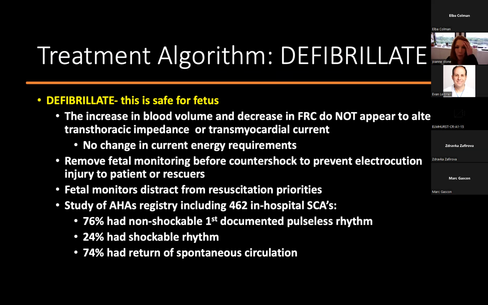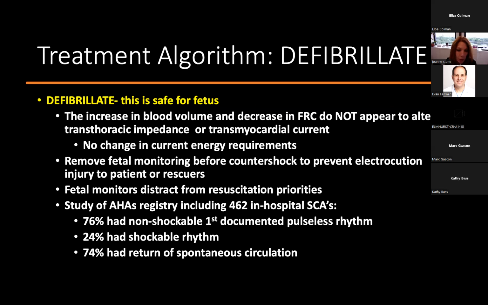And defibrillation is perfectly safe for the fetus. The increase in blood volume and decrease in functional residual capacity does not appear to alter the transthoracic impedance or transmyocardial current. So there's no change in the energy requirements that you typically use. Always important to remove any fetal monitoring before you countershock to prevent electrocution injury to the patient or the rescuers. Fetal monitors also distract from the resuscitation priorities, because the priority is the mom, not the fetus.